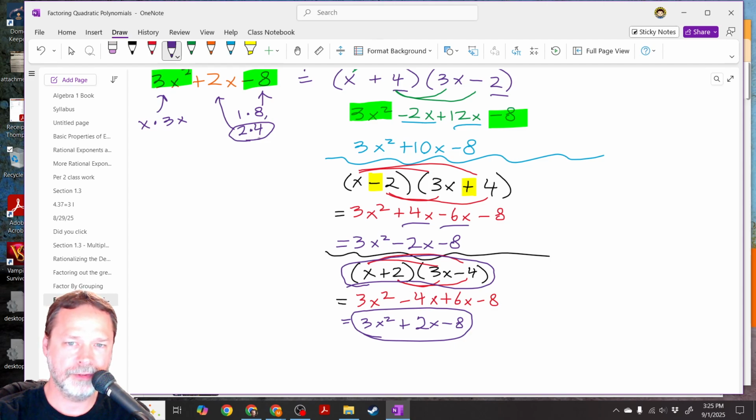So we knew there was a 2 and a 4. We tried it one way, it didn't work. We switched them. It worked. If that didn't work, we could try the 1 and the 8. Because there was only one way. We only could do an x and a 3x for the first two.